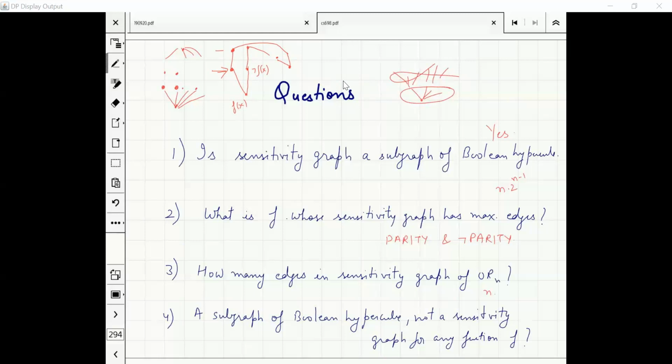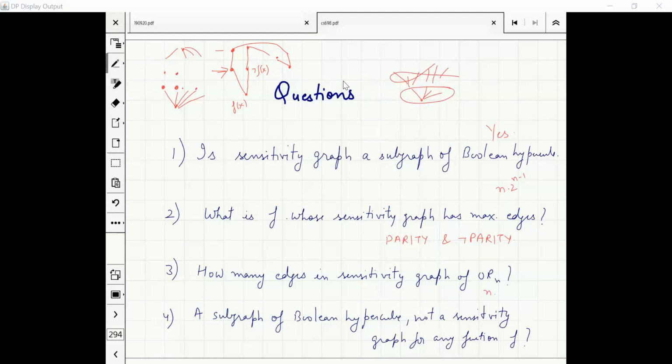So the thing is that I think it is actually true that every sensitivity graph, if you consider the whole Boolean hypercube, is a bipartite graph, because you can split it into those inputs with even Hamming weight and those with odd Hamming weight. Obviously, an edge will be only between these two sets of vertices. Okay. And so it cannot have cycles of odd length.